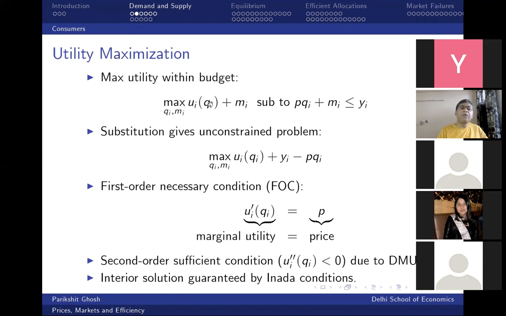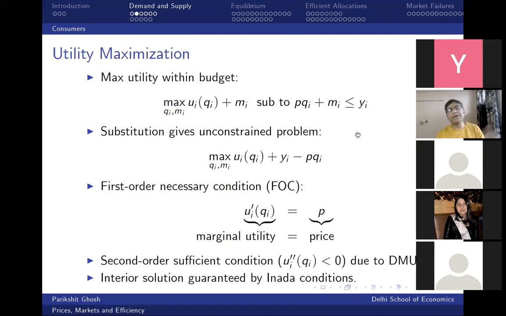Now we can formulate the agent's problem as the following maximization problem. Maximize the overall utility from consuming bread and other things, subject to not exceeding your budget given by this weak inequality. Now, this is a constrained optimization problem, a single constraint, and it's an inequality constraint.